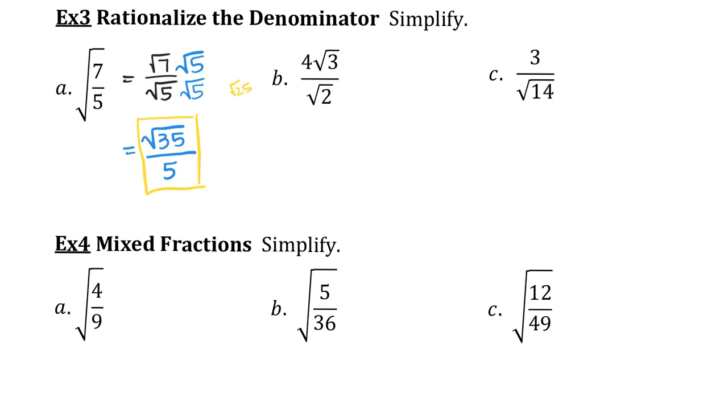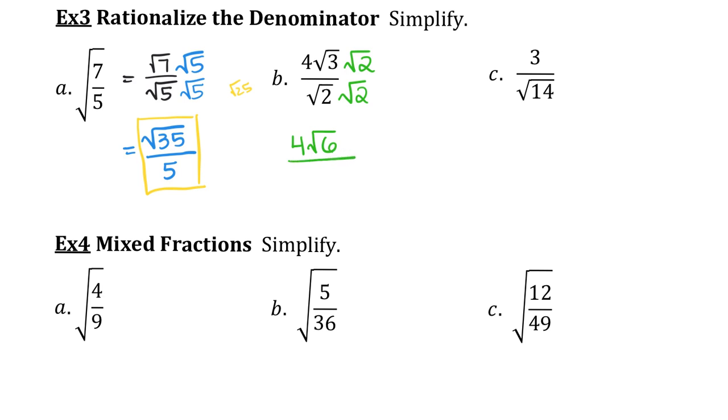Okay, let's look at the next one. 4 square root 3 over square root 2. This is already simplified. The only problem is there's a square root 2 at the bottom. To get rid of the square root 2, I'm going to multiply by square root 2. If you do it to the denominator, you need to do it to the numerator. Let's see what's left at the top. I have 4 and I have root 3 times root 2. These multiply together because they're both radicals. They're both square roots. So 4 root 3 times root 2 is 4 root 6.